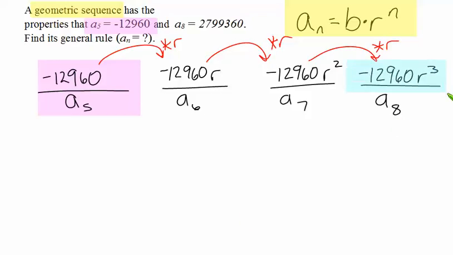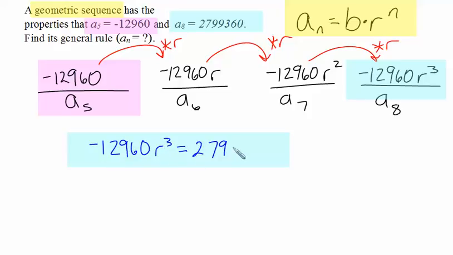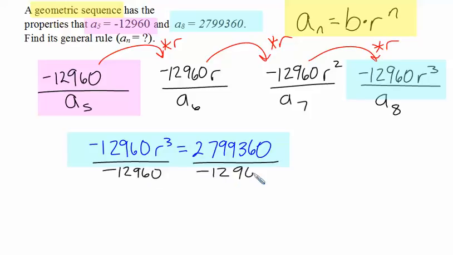And now, here's the key. We have two expressions for a sub 8. We will set them equal. Negative 12960r cubed is equal to 2799360. Yuck. Divide both sides by the negative 12960, and we're going to figure out that r cubed is equal to whatever that division is. 2799360 divided by negative 12960 is negative 216.